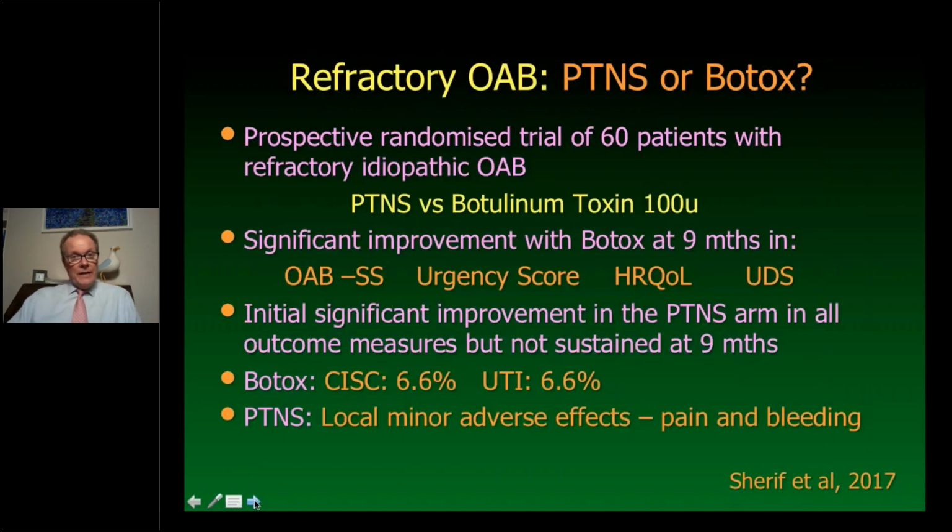So how does PTNS compare to other invasive treatments? This is a more recent study comparing PTNS to botulinum toxin. Overall, there was a significant improvement with botulinum toxin at 9 months in terms of overactive bladder symptom severity, urgency scores, quality of life, and urodynamic outcomes. Whilst there was an initial significant improvement in the PTNS arm in all outcome measures, this wasn't sustained out to 9 months. But bear in mind, in terms of Botox, a self-catheterization rate of around 6%, and again, 6% of patients had recurrent urinary tract infections, whereas those patients who had posterior tibial nerve stimulation had no significant adverse effects.